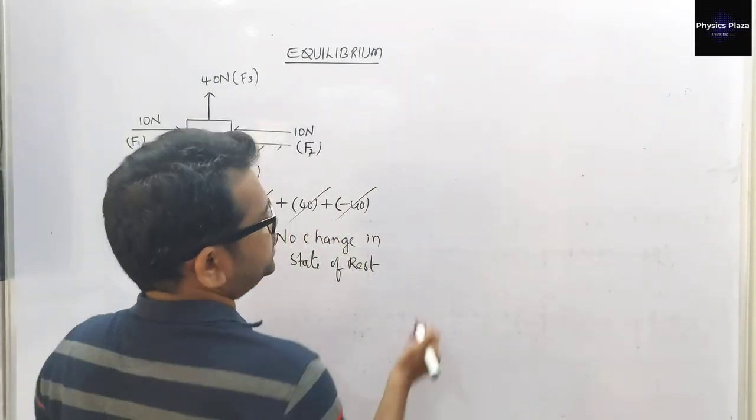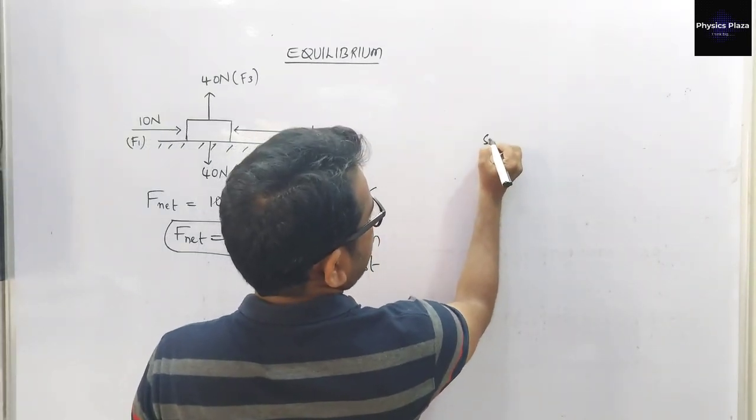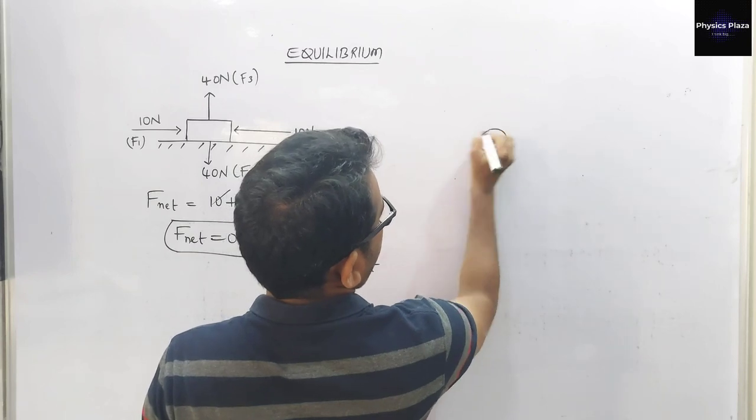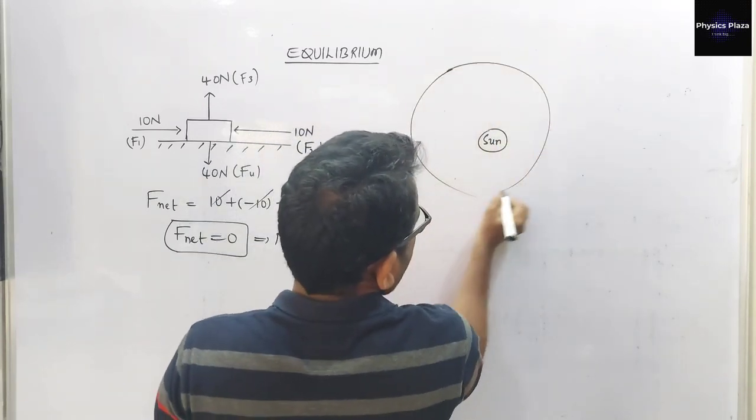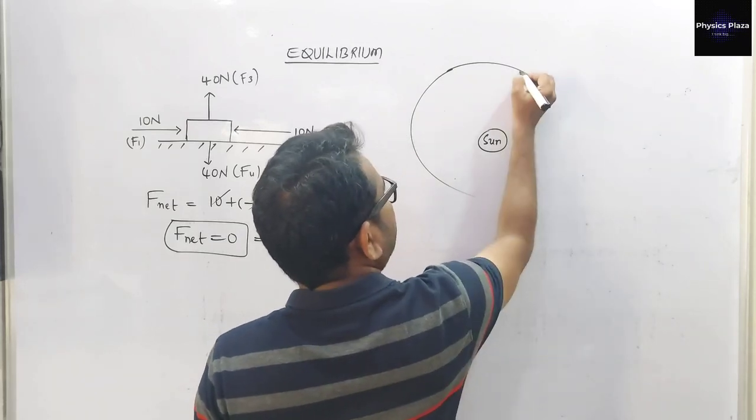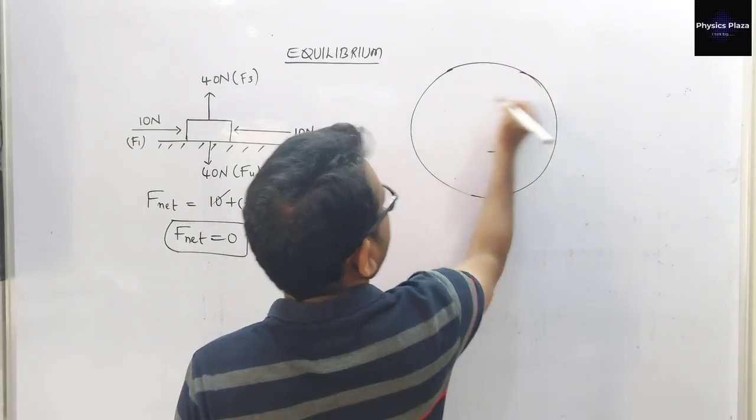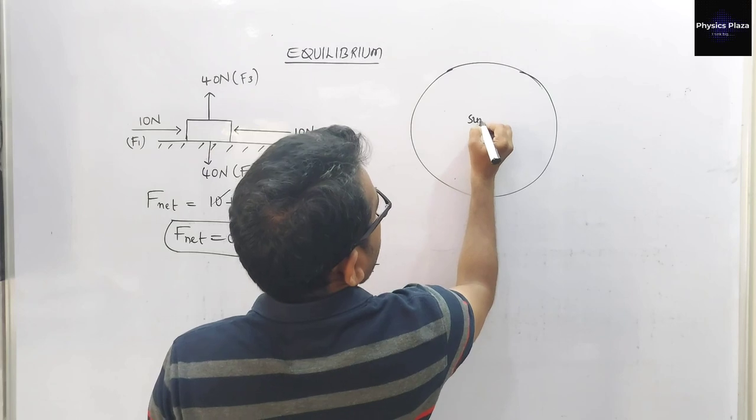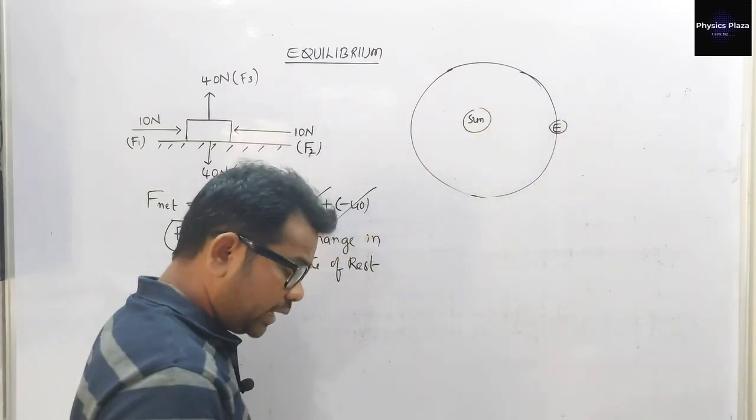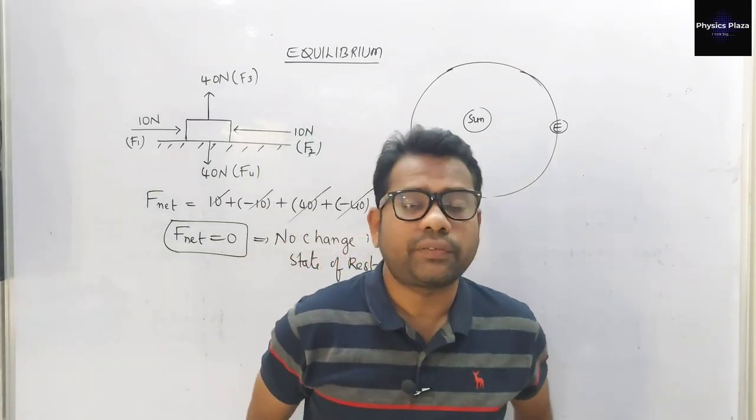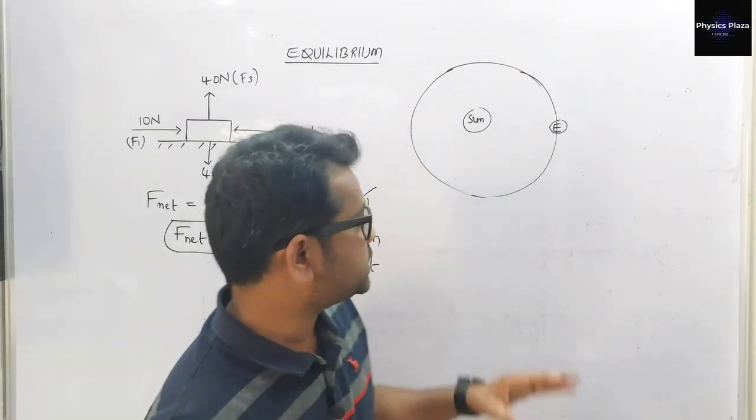Let us take one more example, children. For suppose, let us take the sun, and around the sun, Earth is rotating. Sun is here, and let us say Earth is rotating. Anyhow, in this session, we will be discussing centripetal and centrifugal force. Till now, just let us understand.